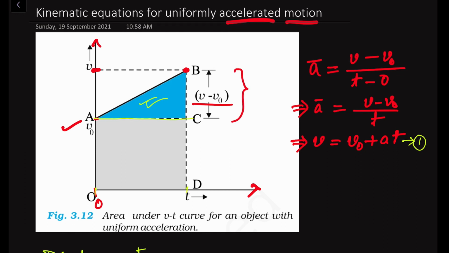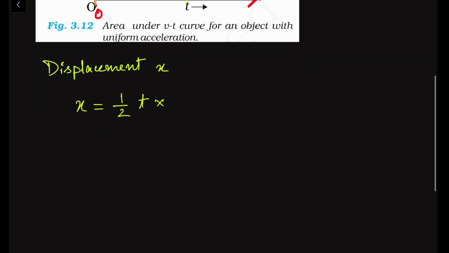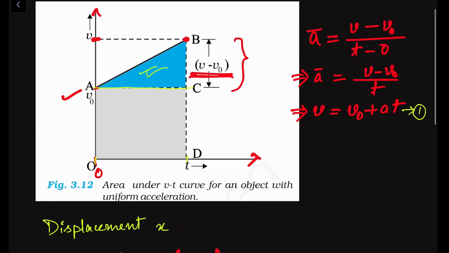So this part is nothing but the perpendicular. BC is the perpendicular here, and the value is V minus V0, so we have to multiply with this one. Here we'll have half into V minus V0 into t, so we have obtained the area of this triangle.